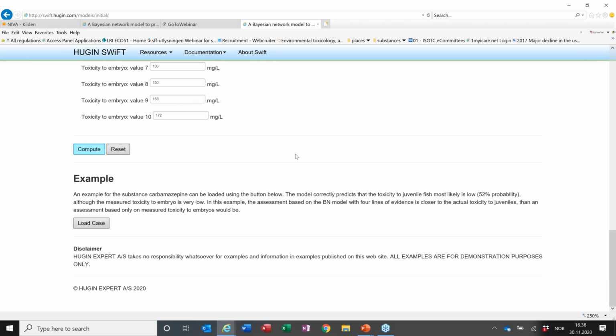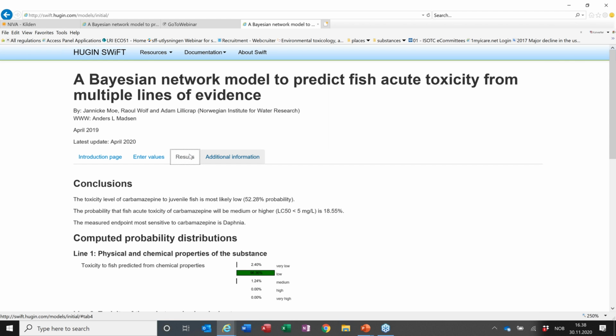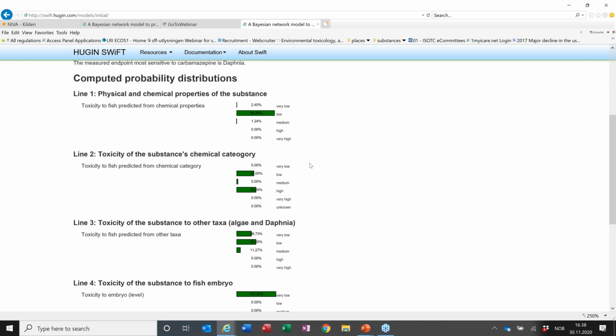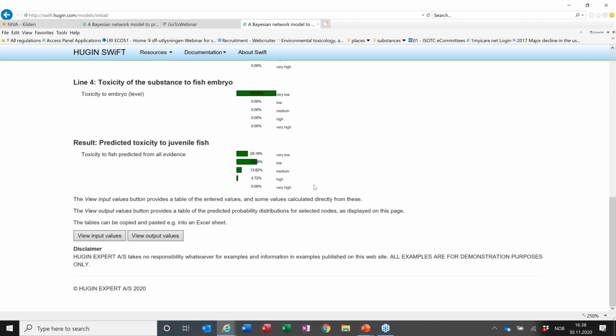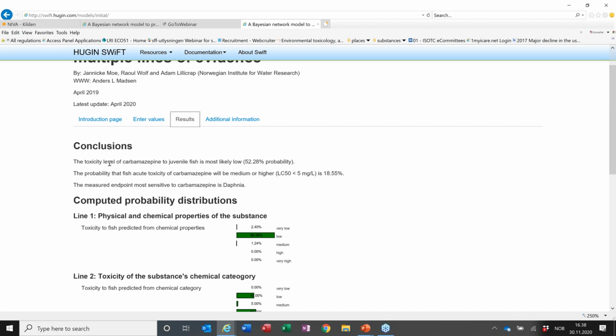Same for if you add your own data in manually. And then you go to the results page, and this will give you your results for the different lines of evidence that's being predicted. And most importantly here, this will tell you at the top that the toxicity level of carbamazepine to AFT is most likely to be low, with a 52.2% probability. And the second most important point is that it actually does give you a conclusion on which is the most sensitive endpoint according to the data that you've input.